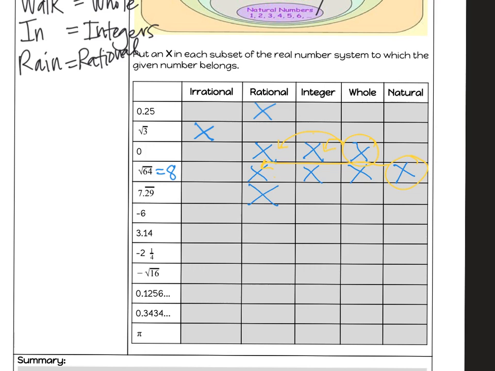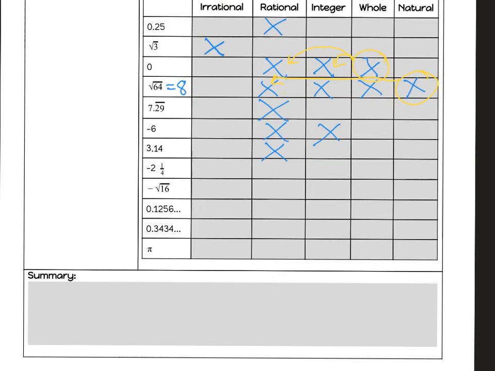All right, next we have -6. -6 ends, and so that's a rational number. -6 is on the number line, so it's an integer. It is not a whole number or a natural number. Okay, next we have 3.14. This looks similar to pi, but it is not. It ends, and so because of that, it's a rational number, and that's all it is.